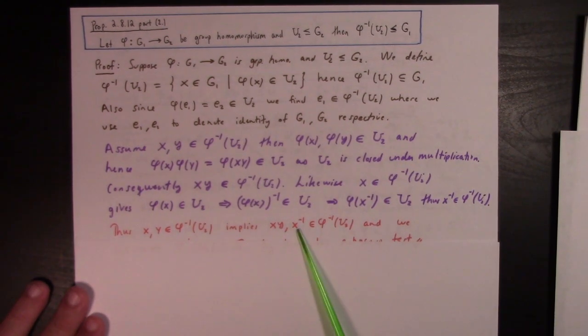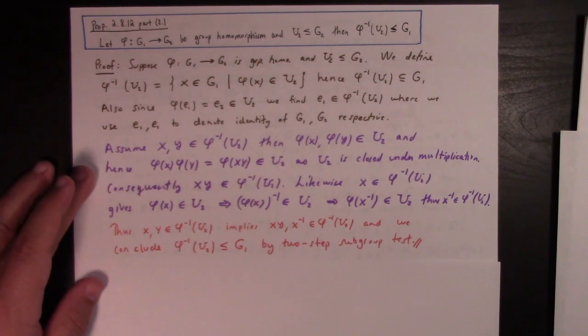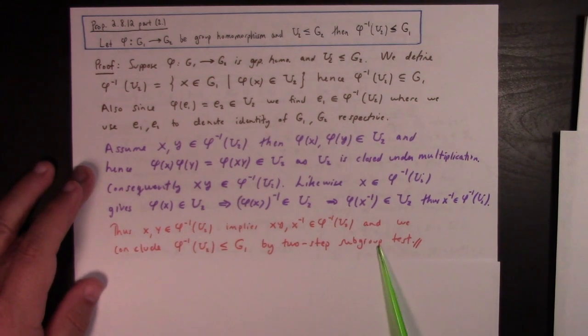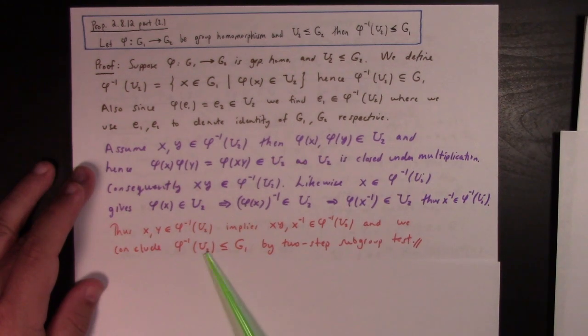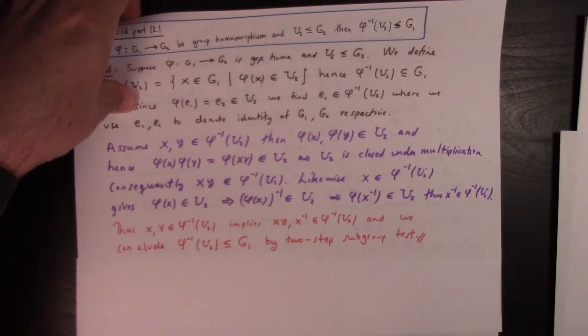So, in short, we have shown that if x and y are in the inverse image of U2, then both xy and x inverse are in the inverse image of U2, and we can conclude by the two-step subgroup test that the inverse image of U2 under phi is a subgroup of G1, which is pretty cool.